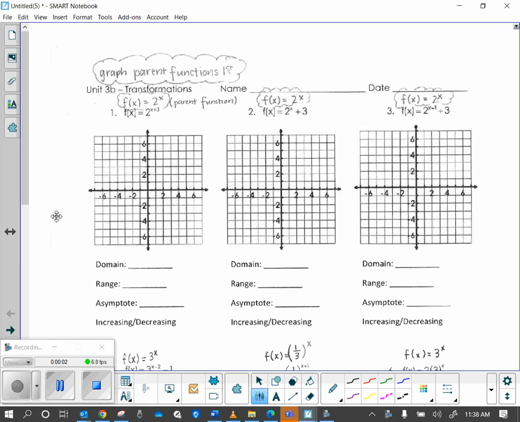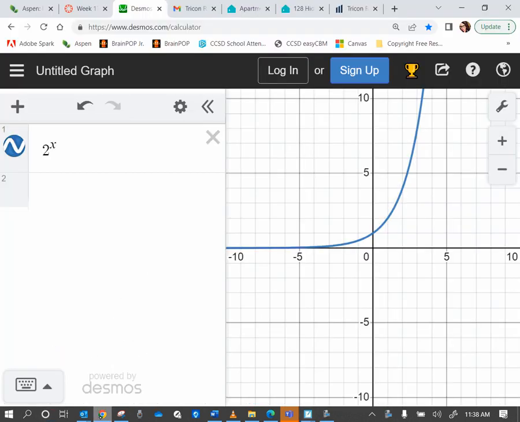Okay, guys, so this is a review of transformations that we looked at on Monday. So we're going to graph these. On 1, 2, and 3, the parent function is y equals 2 to the x. Y equals 2 to the x looks like this. Okay, so everything we do is based off this parent function, y equals 2 to the x. So your first one is y equals 2 raised to the x plus 3 power.